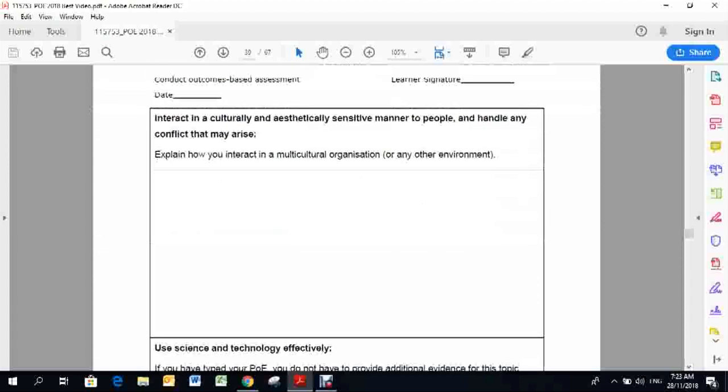Interact in a culturally and aesthetically sensitive manner to people and handle any conflict that may arise. Explain how you interact in a multicultural organization. I'm sure in South Africa there is no company, or I would rather say in the world, well, some maybe, but in South Africa, let's talk about South Africa, there isn't any company that has got people from only one culture. That would be very impossible. So you need to explain how you interact with people in a multicultural organization.